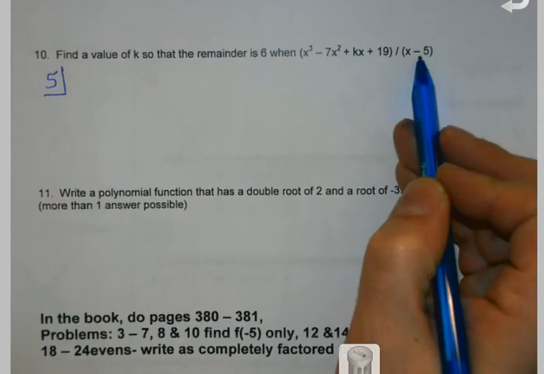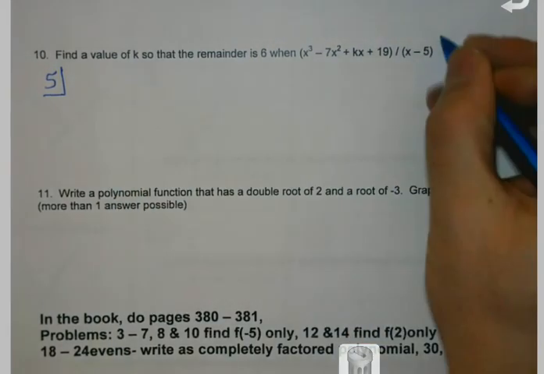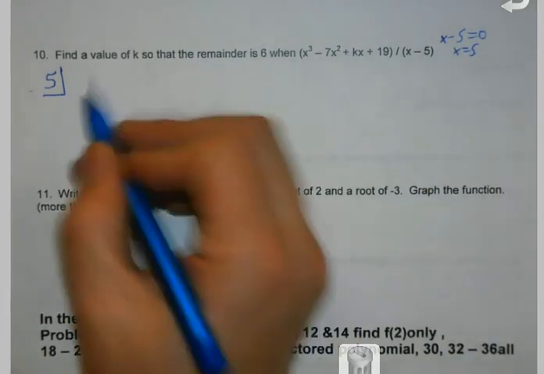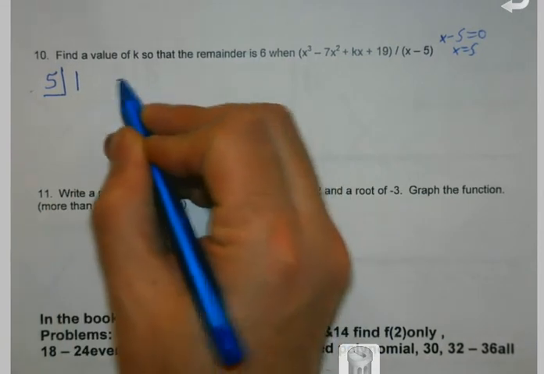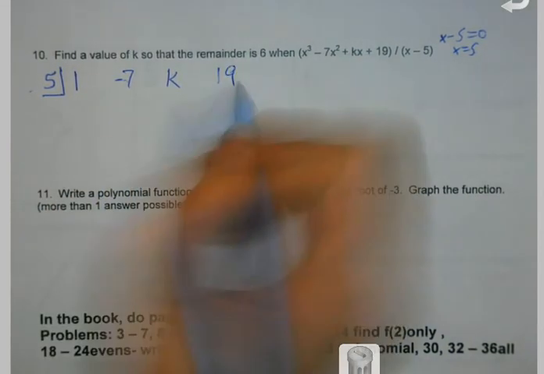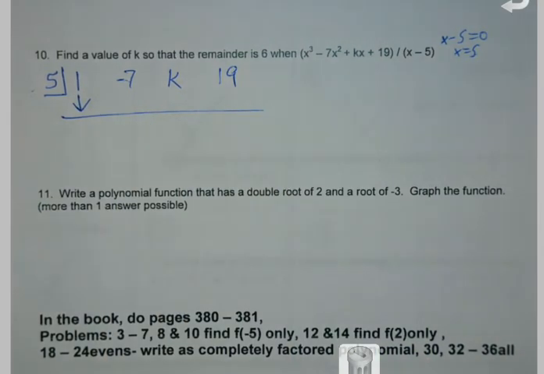Again, if they give me a binomial, I take the opposite, because the 0, of course, would be if I did x minus 5 equals 0, my 0 would be 5. That's what I want to divide by. And this is the part that's going to get a little odd. We're going to throw a variable in the middle of this. Still going to be nothing too bad to work with, though.